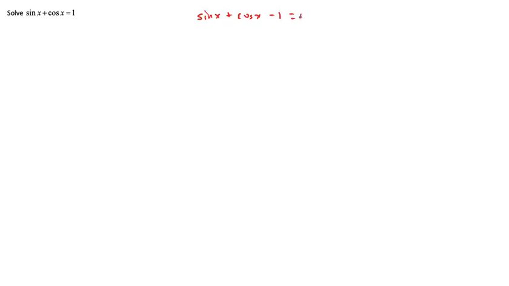You notice that this is not factorable. It's not quadratic. We have 3 different terms here. So there's really nothing we can do. Maybe we can divide out by a sine or a cosine. So I can divide everything by sine, but it's really not going to help us.